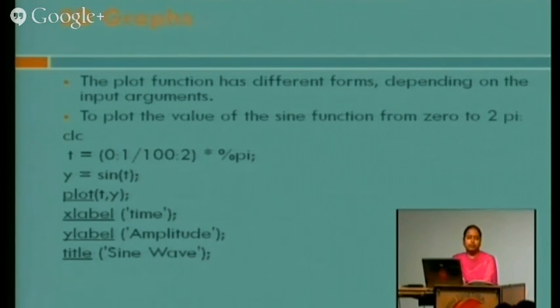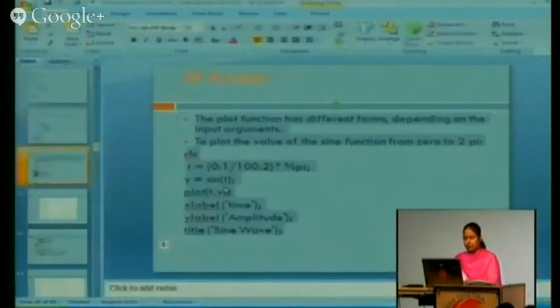Then y is equal to sine of t. Plot t comma y. Then xlabel within single quotes 'time', ylabel 'amplitude', title 'sine wave'. Xlabel will do the labeling on the x-axis, ylabel the labeling on the y-axis, and title is for the title only, right? So what is this doing? This is doing sine wave generation, and we are also plotting that wave.